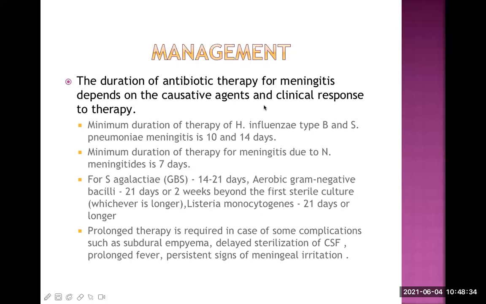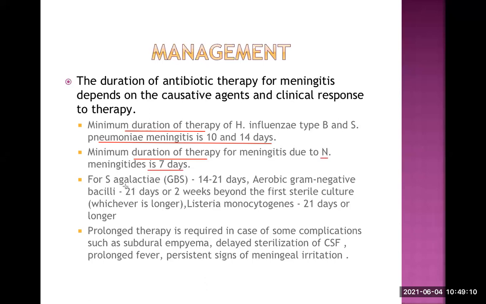Now please pay attention. What I was talking about is that the duration of antibiotic therapy for meningitis depends on the positive agent and how well the patient has responded. The minimum duration of therapy for Haemophilus influenzae type B and Streptococcus pneumoniae is 10 and 14 days. For Haemophilus influenzae, 10 days would be enough, and for Streptococcus pneumoniae, it's 14 days. The minimum duration for Neisseria meningitidis is 7 days.